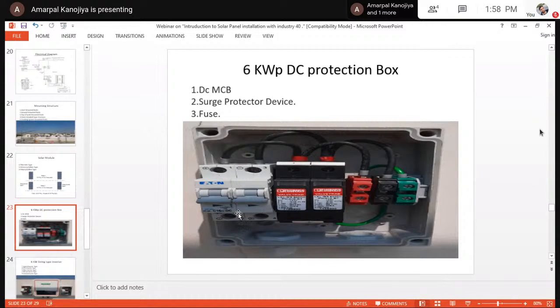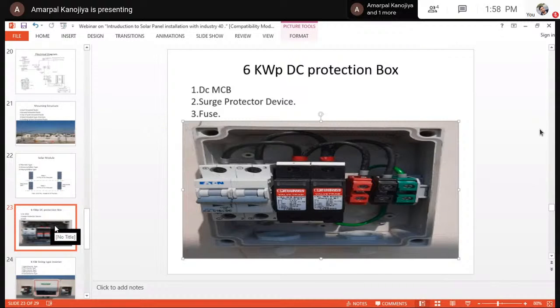This is the snapshot of the DC protection box. This is the MCB, and there is an SPD, which is called a surge protector device. If a surge or lightning occurs on the panel, this surge protector device will directly ground the excessive amount of generation, and your whole system will be protected. Next there is a fuse, which is not shown over here.